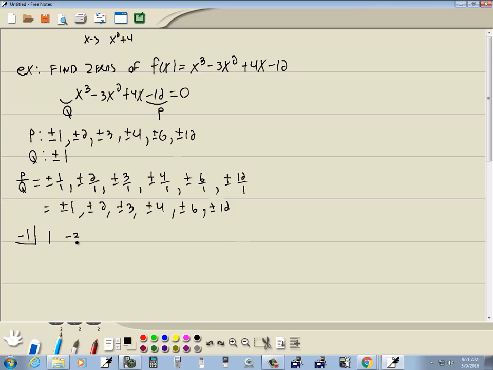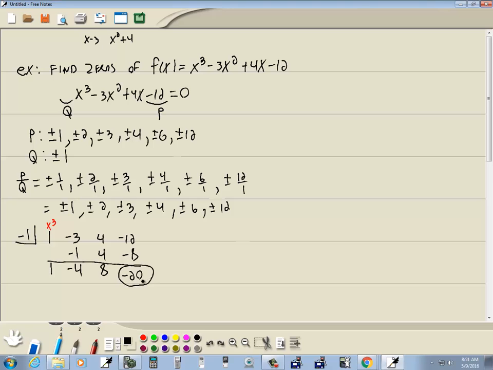So I've got 1, negative 3, 4, negative 12. Remember, this was x to the third. So we'll add: 1 plus nothing is 1. Multiply. You always multiply the number in the box by the number you put down here. Negative 1 times 1 is negative 1. Add. Negative 3 plus negative 1 is negative 4. Multiply. Negative 1 times negative 4 is 4. Add. 4 plus 4 is 8. Multiply. Negative 1 times 8 is negative 8. And add. And we get negative 20.